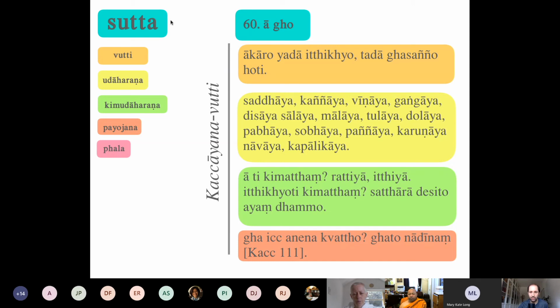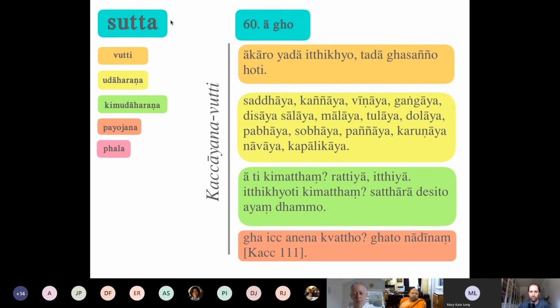You see a kimatthaṃ, like what is the purpose of saying a in the sutta? And then more importantly, itthiyaṃ kimatthaṃ. So what is the purpose of saying itthiyaṃ? Here, there will be a question. Someone will say, well, itthiyaṃ is not found in the sutta. The sutta only says ga. So why is the Vutti commenting on a word that appears in the Vutti, in the orange part? That is the Vutti itself. So is the Vutti commenting on itself, or what happens here?